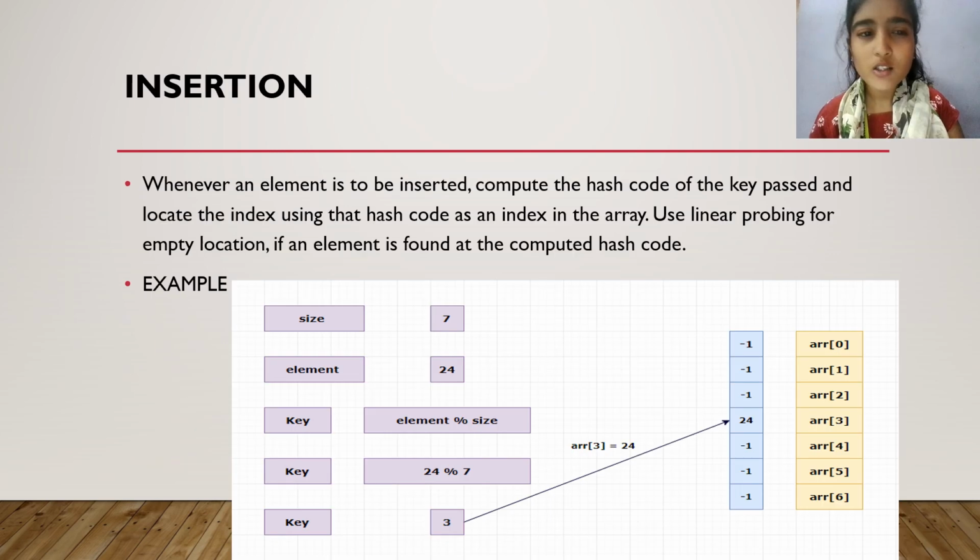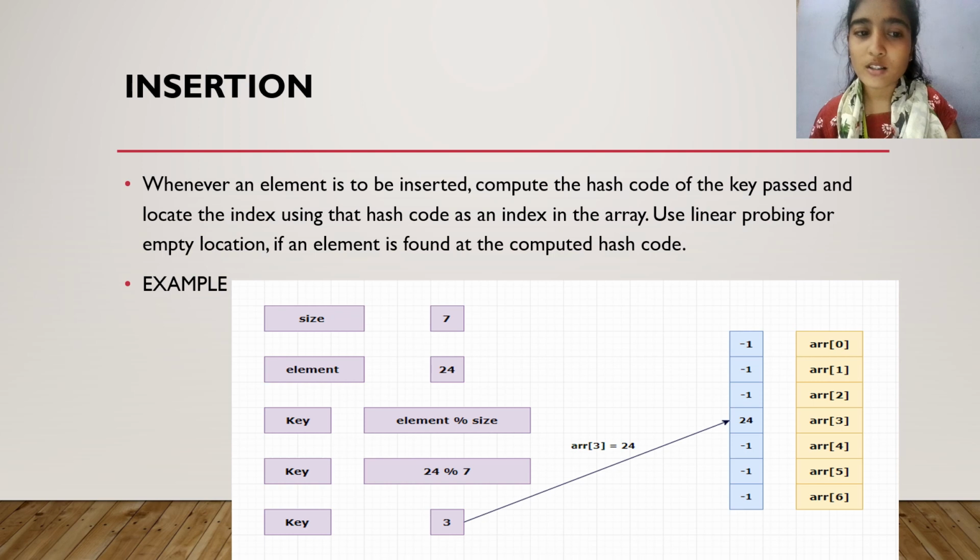Moving to next slide. Insertion. Whenever an element is to be inserted, compute the hash code of the key passed and locate the index using that hash code as an index in the array. Use linear probing to find an empty location if an element is found at the computed hash code. Here, linear probing means a method which is used in the hash table to find an empty location.